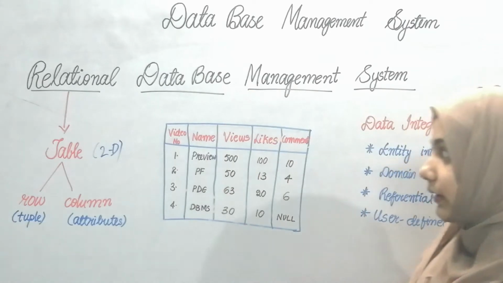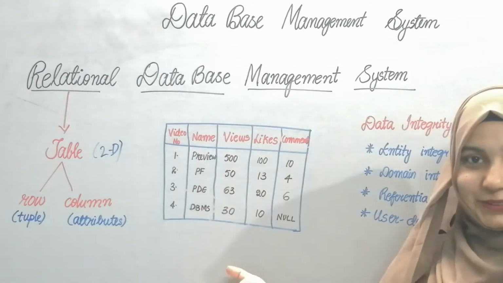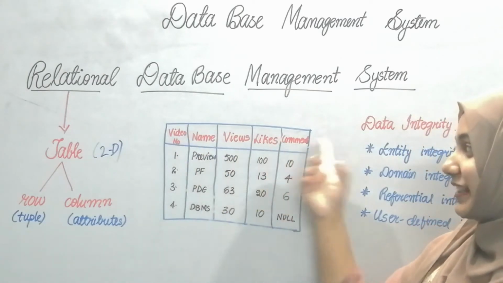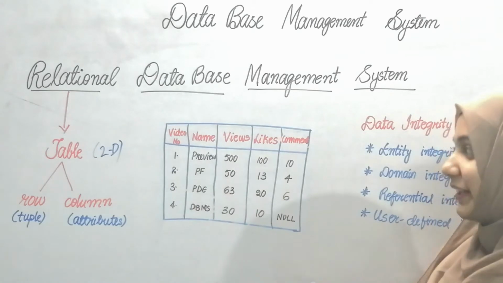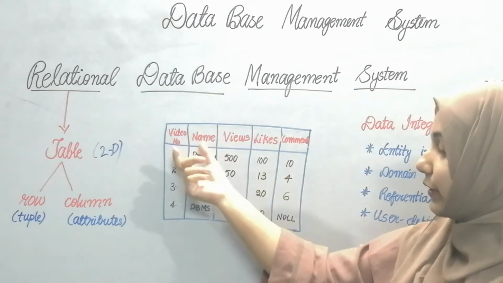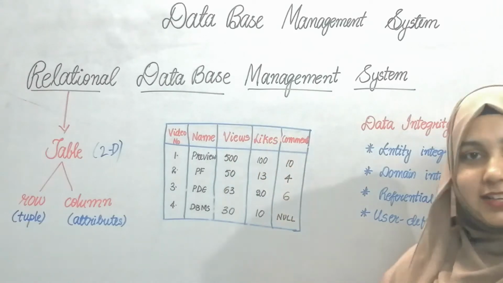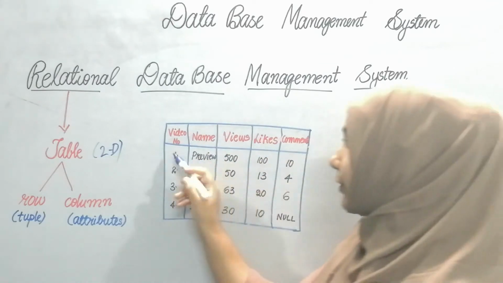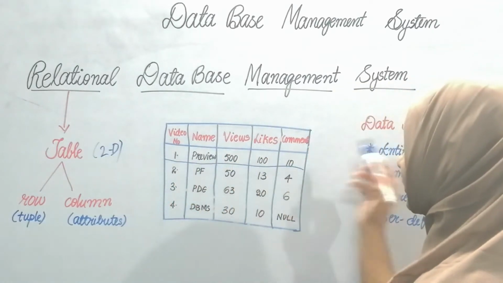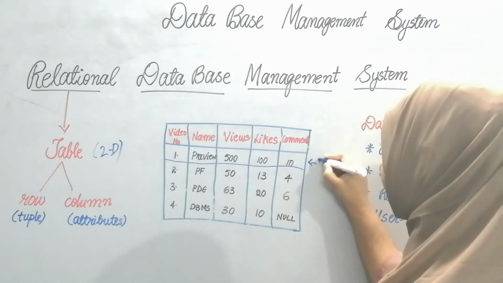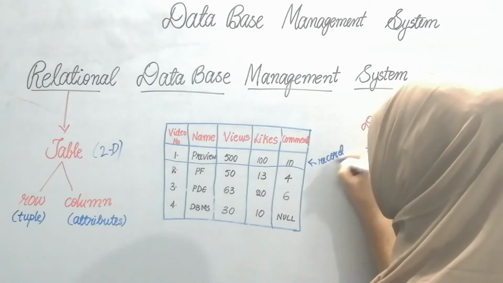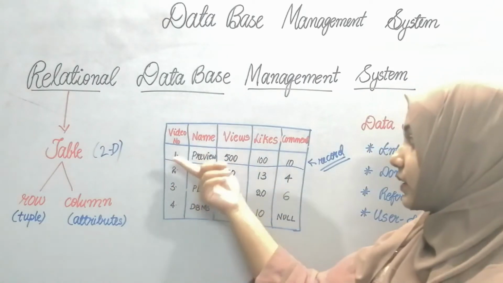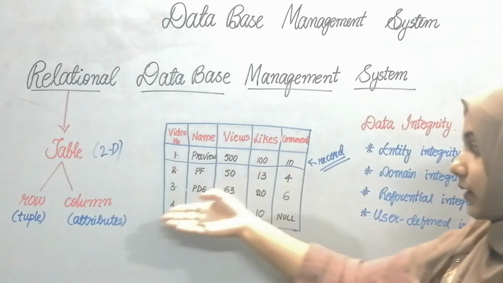Okay, let's look at the table that we have got here. Suppose this is a table. So these are the fields: video number, name, views, likes and comments. Now these rows, suppose we'll take the example of this first row. This I can call a record. Row ko I can also call records. So this is one record, this is another record, this is the third record, this is the fourth record.